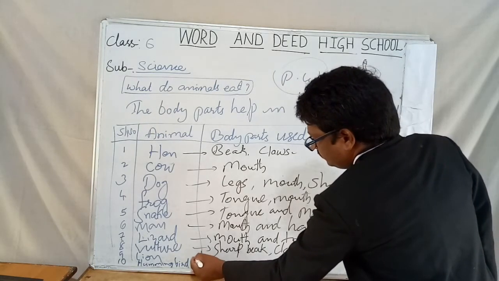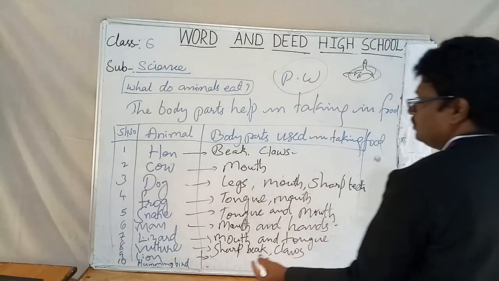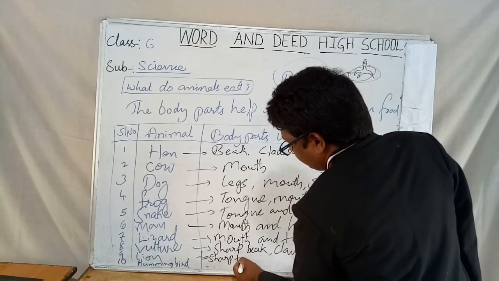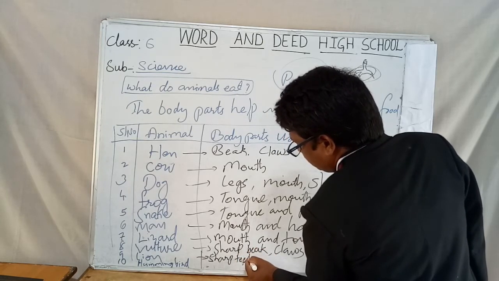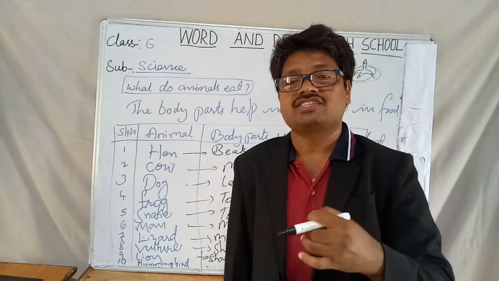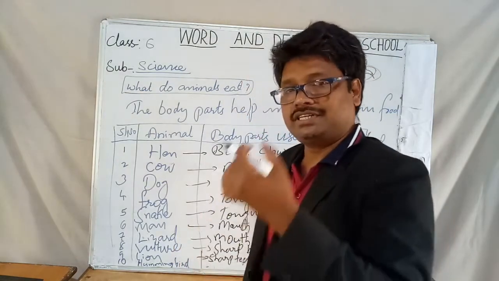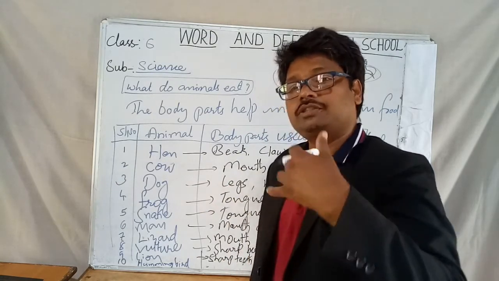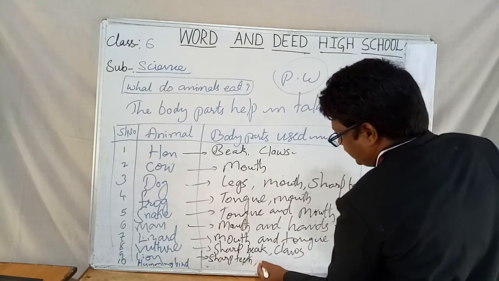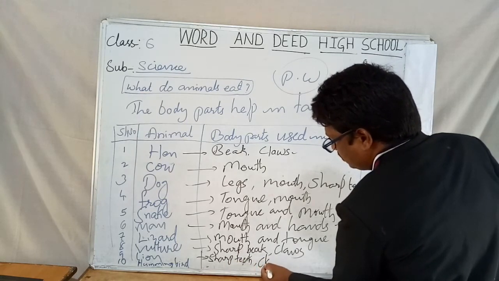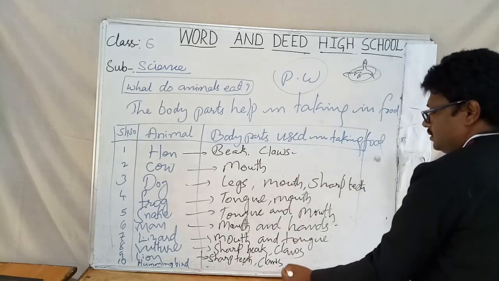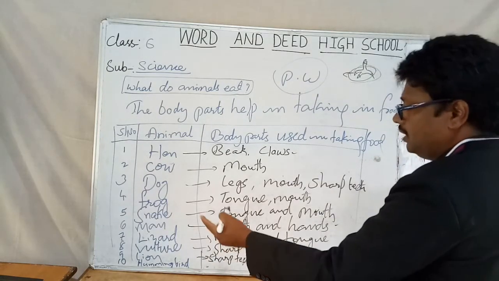Lion. Which part of its body helps in taking food? Sharp teeth. The lion uses sharp teeth in tearing the flesh of an animal. So sharp teeth present in the mouth, we can say. Next, we can say sharp claws, C-L-A-W-S, claws. Students, like this you can understand how the lion collects its food.